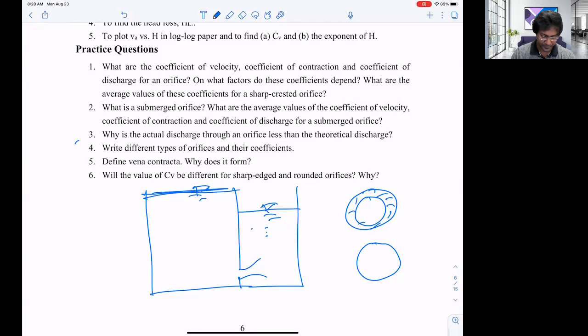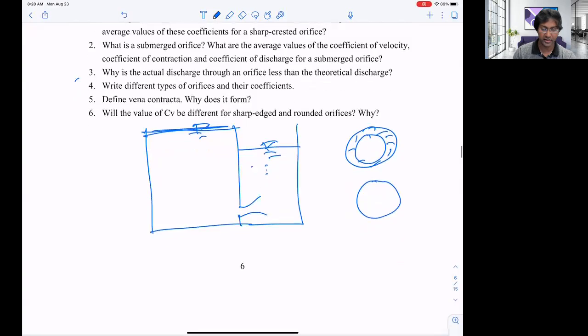Okay, and write different types of orifice and their coefficient. Yeah, there are different types of orifice: rounded orifice, sharp crested orifice, right? So they have different coefficients. You can find that one, and different vena contracta. And why does it form vena contracta, right?